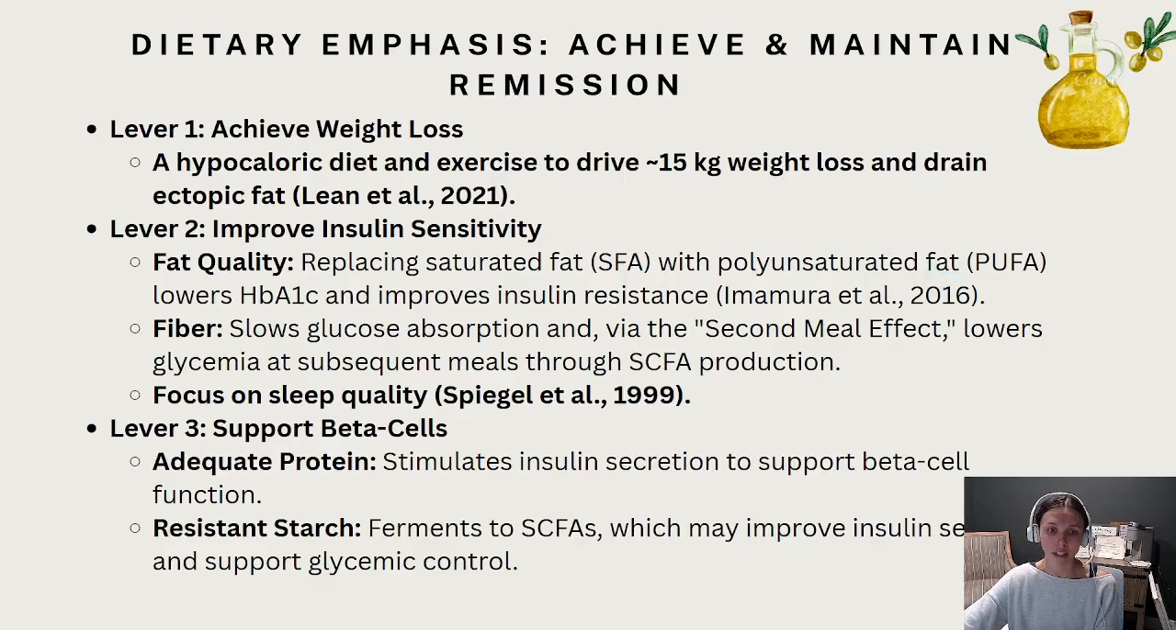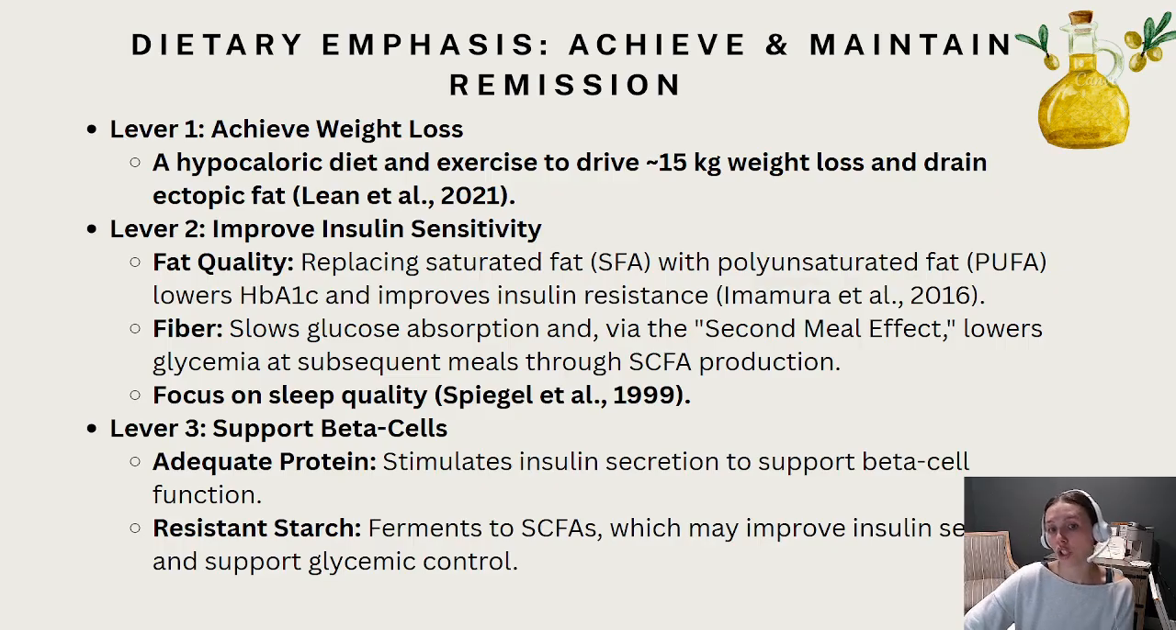So first, you've got to address the root cause, the ectopic fat. That means significant weight loss. So we're talking about 15 kilograms on average. The DiRECT trial showed this isn't just weight loss, it's what actually reverses the disease process by pulling fat out of the liver and the pancreas. So calorie restriction and exercise should be used to support this weight loss.